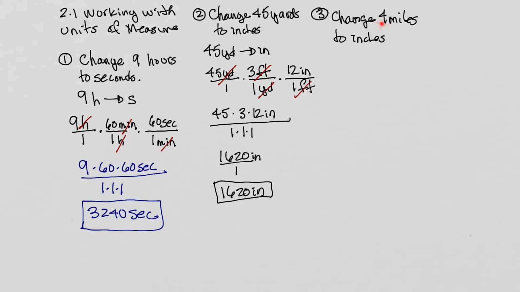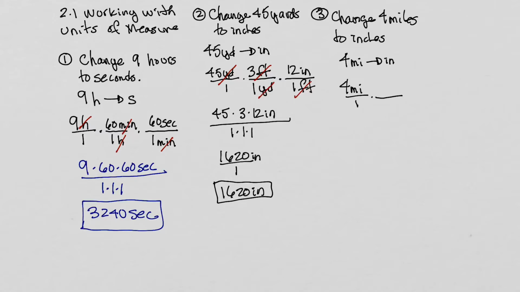We're going to change 4 miles now to inches. So what I'm thinking is that miles, below that is feet. I know a conversion from miles to feet, and then feet right to inches. So here's how I'm going to start. I'm going to go with 4 miles, and I want to change that to inches. So let's start with our 4 miles over 1 times. Now, here's what I know.